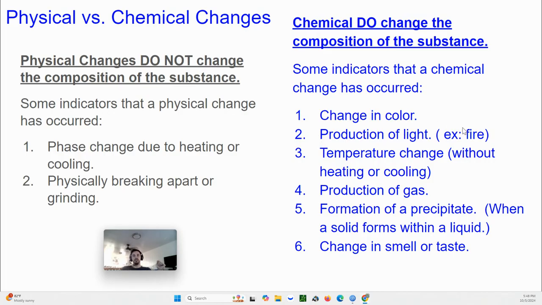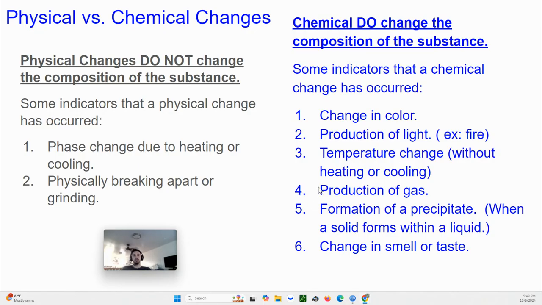Production of light. If any reaction produces light or produces heat, or it gets colder or hotter, and you're not heating or cooling it, so kind of like numbers 2 and 3 are together here. So temperature change without heating it or cooling it. You're not putting it on a flame, you're not doing anything to it, and you mix two things together and it gets hot or produces light, that is an indicator of a chemical change. Okay, if it produces heat or light.